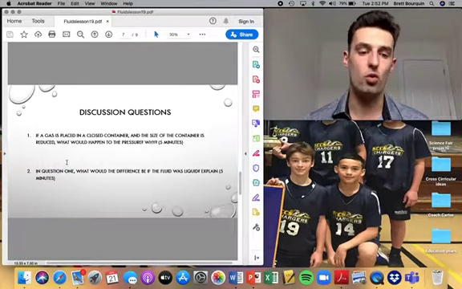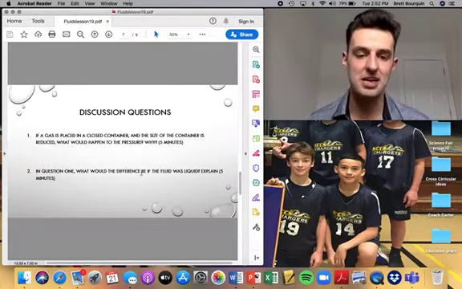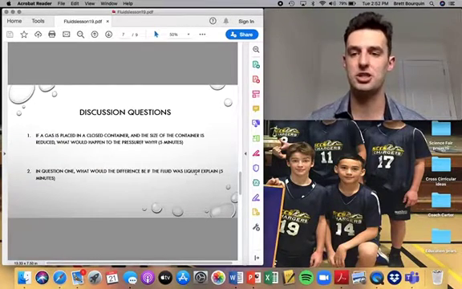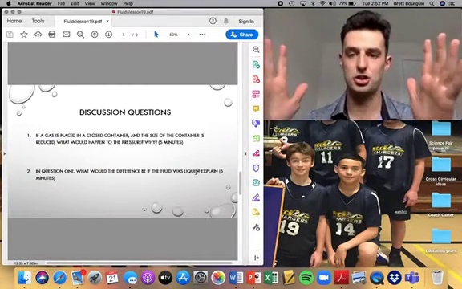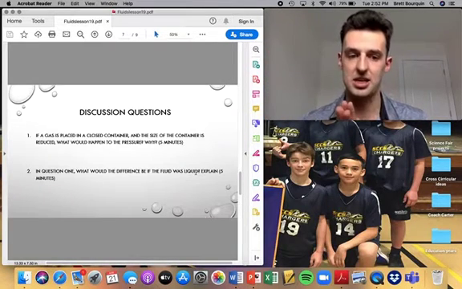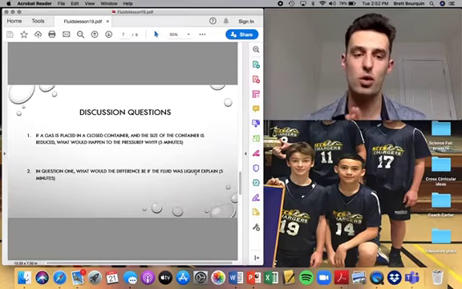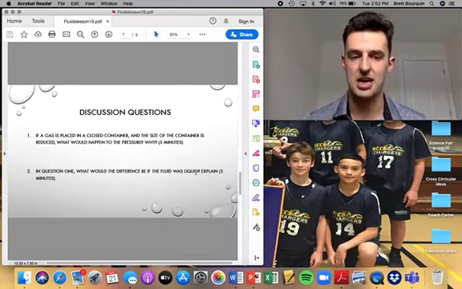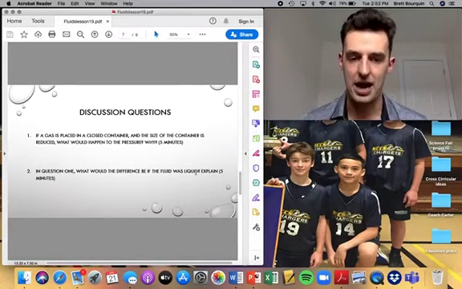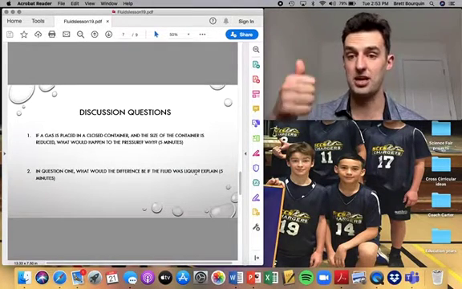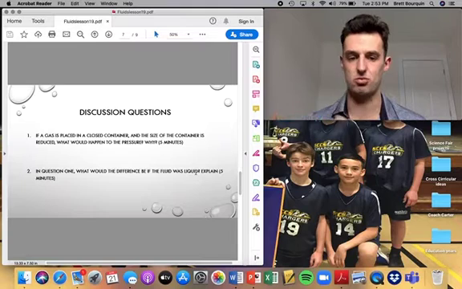In question 2, what would the difference be if the fluid was liquid? And then explain. We did question 1 based on trapping a gas and then shrinking down the size of the container. The same question would apply, but instead, if a liquid is placed in a closed container and the size of the container is reduced, what would happen to the pressure and why? Once again, would the pressure of the liquid increase? Would it decrease? Would it stay the same? And then why do you think that?